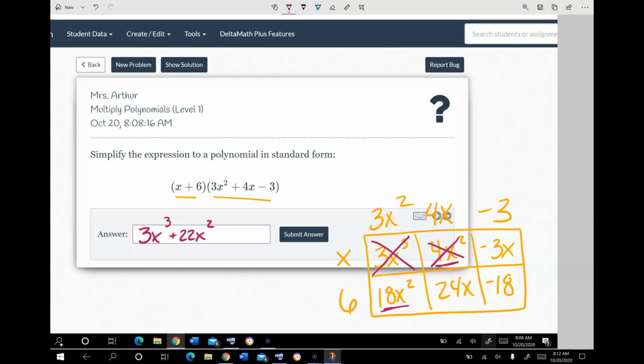All right, so we're done with those. Then I have 24 and negative 3, which is going to give me 21x. And then negative 18 is by himself, so we just write him down. And that would be your answer. Okay? All right, let's do another one.